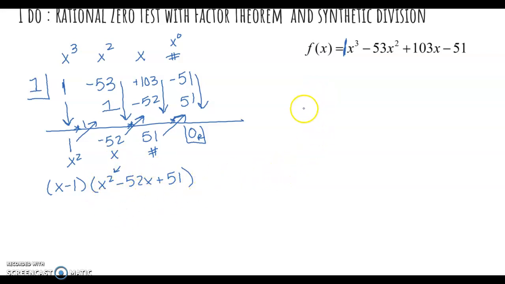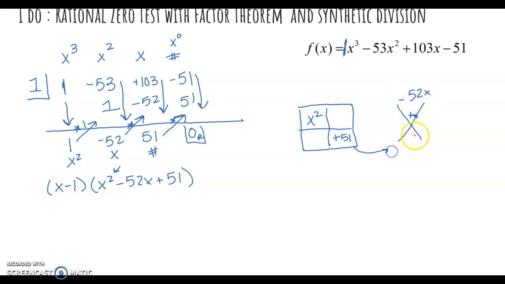So you can use the box-diamond method or FOIL, whichever one you prefer. I'm going to show you the box method. So we've got x squared and 51. Our adding number is negative 52x. Multiply these together to get our multiply number. That gives me 51x squared. Negative 51x times negative 1x would give me positive 51x squared and would add to be negative 52x.